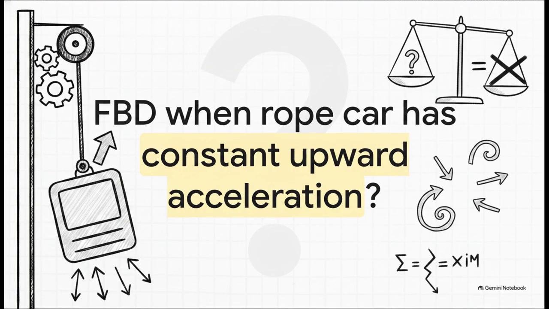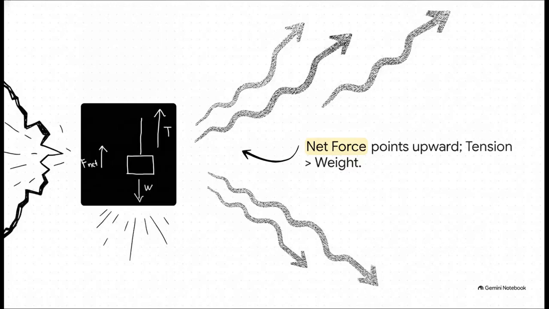Now imagine the facility operator hits the hoist throttle hard, and the car accelerates upward rapidly. What happens to our math now? Does the sum of forces still equal zero? There's a major dynamic shift here.